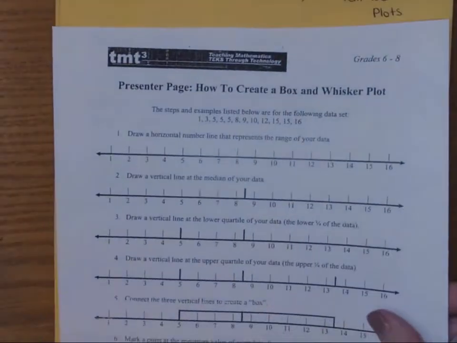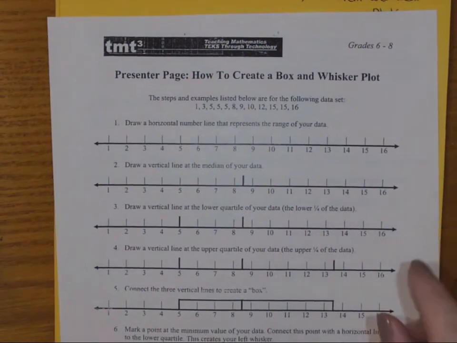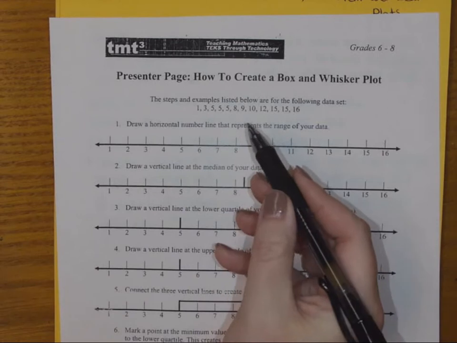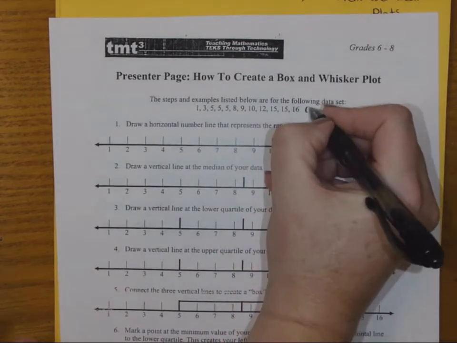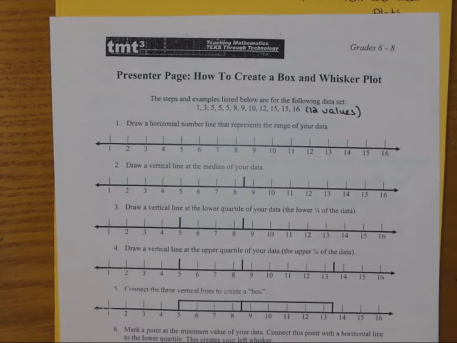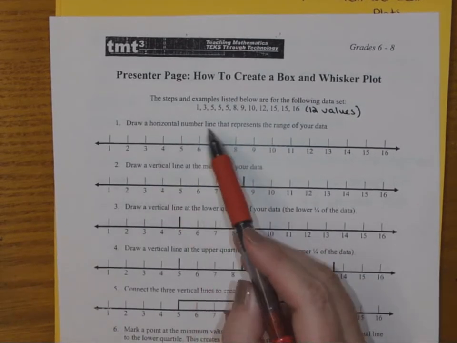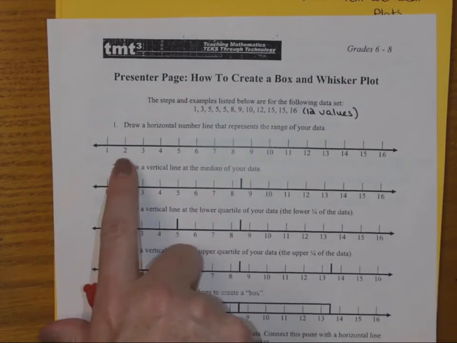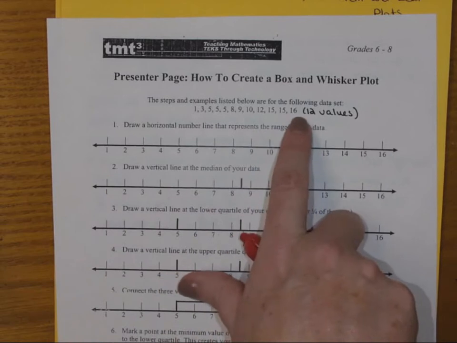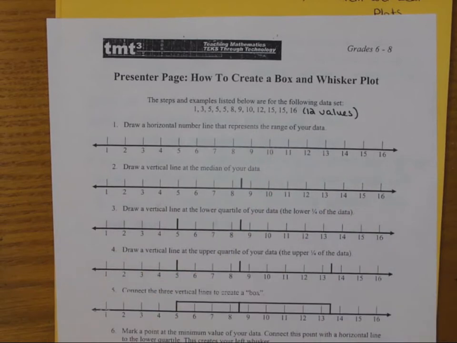I want to walk you through how we're going to create a box and whiskers plot. We're going to use this, but then I'm going to list out the steps for you. First you're going to start with a set of values. Notice we have 12 values here. The first thing you're going to do is draw a horizontal number line that represents the range of your data. Notice we started at 1 and we ended at 16 because that's the range of our values.